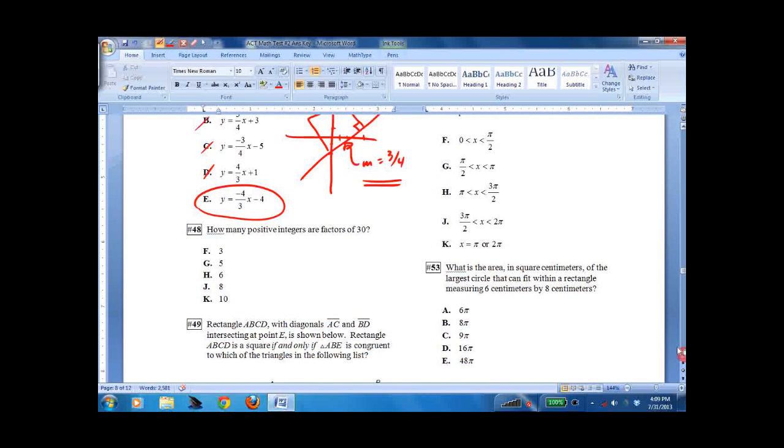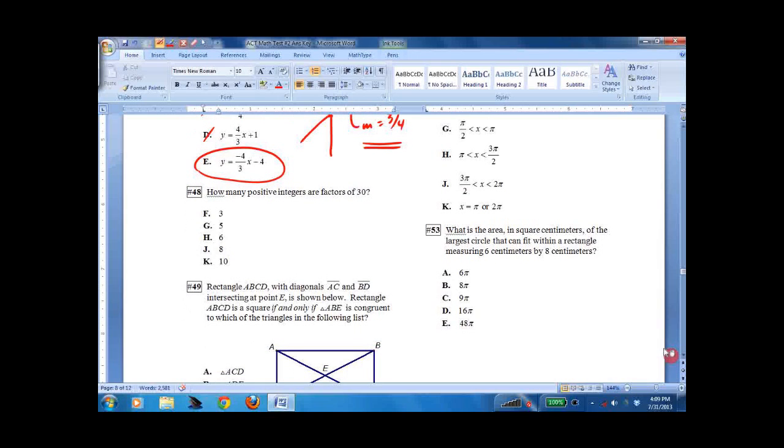How many positive integers are factors of 30? This is a pre-algebra question. Usually earlier in the test. I'm a little bit surprised to see it here. Well, 1 times 30, 2 times 15, 3 times 10, 5 times 6. 1, 2, 3, 4, 5, 6, 7, 8. Done.